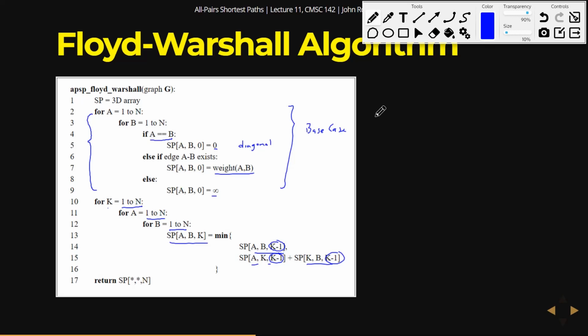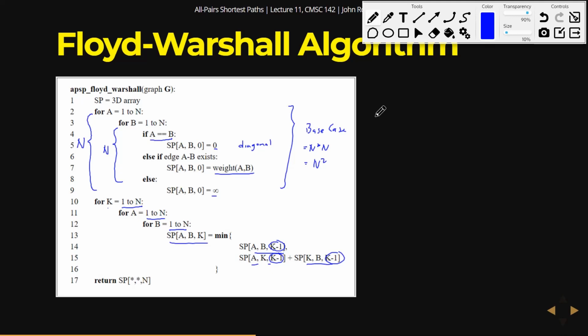Okay. So let's try to analyze the algorithm for its running time. So for the base case, the outer loop runs in n iterations because it's from 1 to n, and then the inner loop is also n iterations, and then for the rest it's constant time since you're just checking and assigning values. So the base case is actually n times n, or n squared, right?